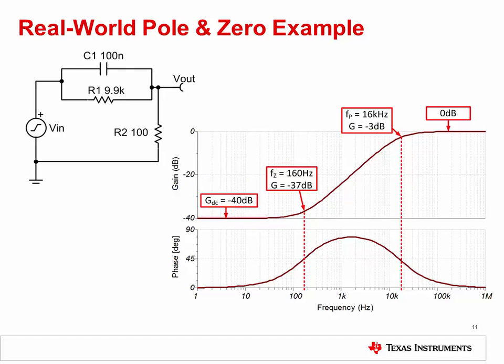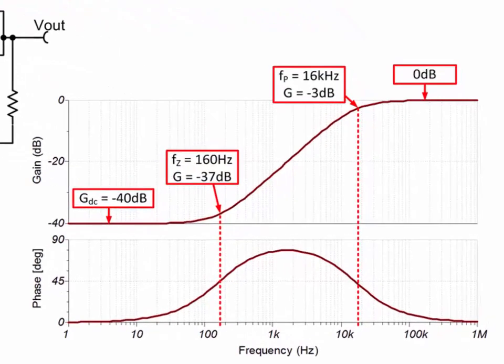At high frequencies, the capacitor, C1, acts like a short circuit. In this case, all of the signal is directed to the output, and the gain is 0 dB, or 1 volt per volt. At this point, you can finish the graph by solving for the pole and zero frequency using the equations from the previous slide. The zero frequency occurs at 160 Hz. For frequencies higher than the zero, the Bode plot will increase at plus 20 dB per decade. The pole frequency occurs at 16 kHz.